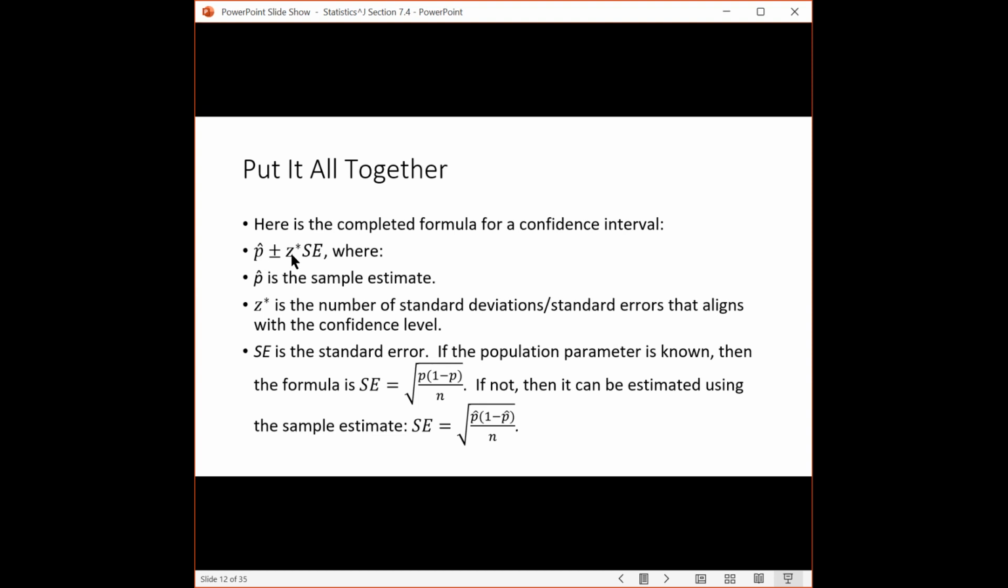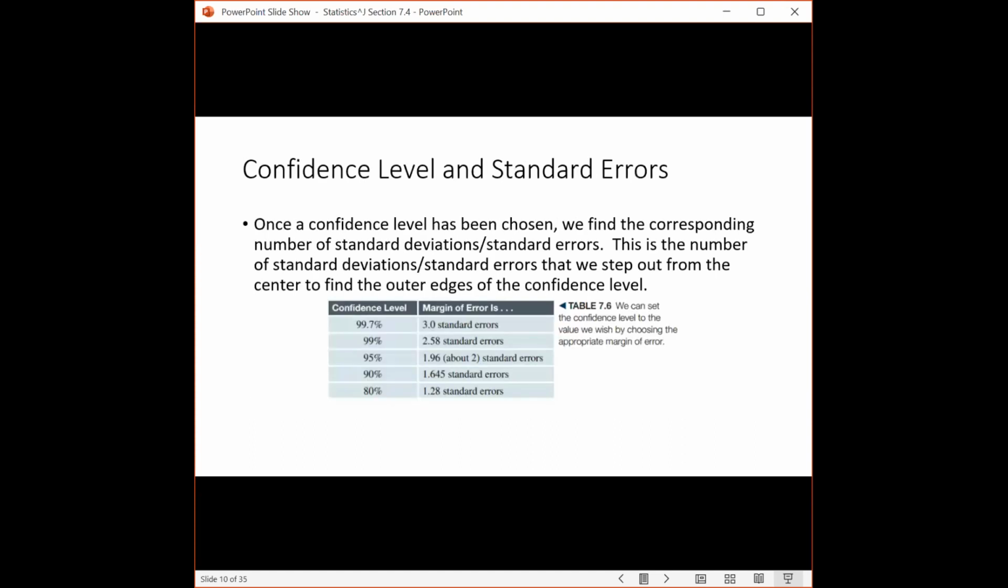P hat plus or minus Z star times standard error, where P hat is the sample estimate. So you take your sample estimate and put it here. Z star is the number of standard deviations that aligns with the confidence level. You figure out how many standard deviations using the confidence level, and that is from the table here.